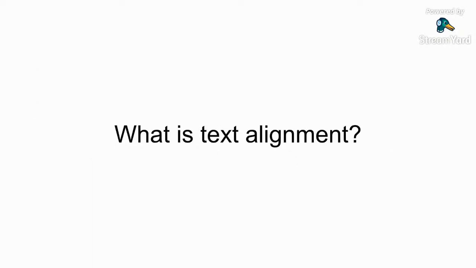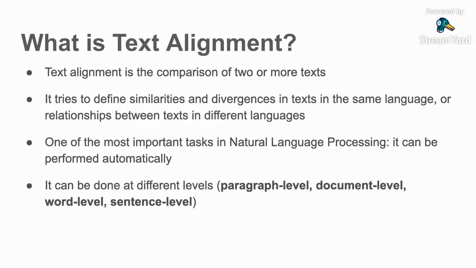So first of all, what is translation alignment? We generally define text alignment as the comparison of two or more texts. So this is a general notion. We talk about text alignment when we align texts regardless of what their language is, whether they are in the same language or whether they are not in the same language. And the general purpose of aligning texts is always the same. We try to define similarities or divergences in texts, or to find relationships between texts, whether they are in different languages or in the same language.